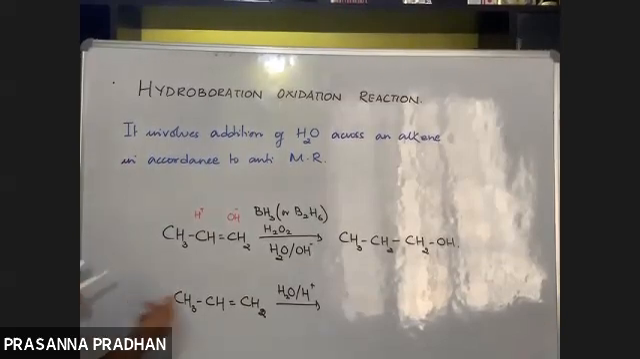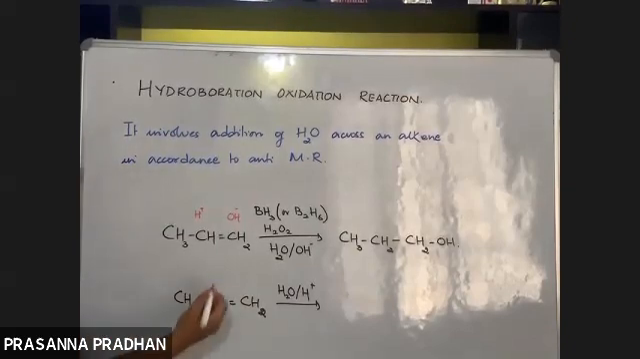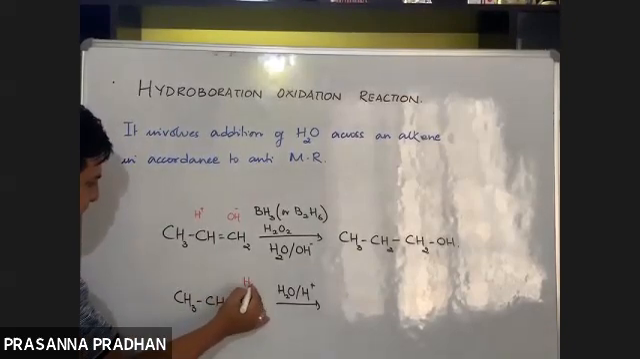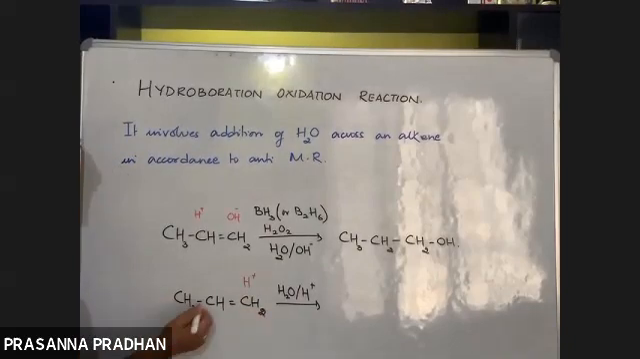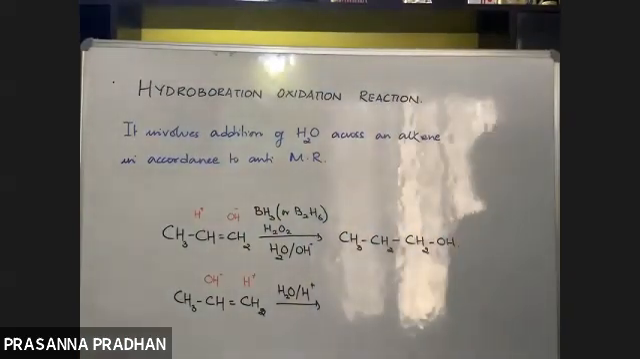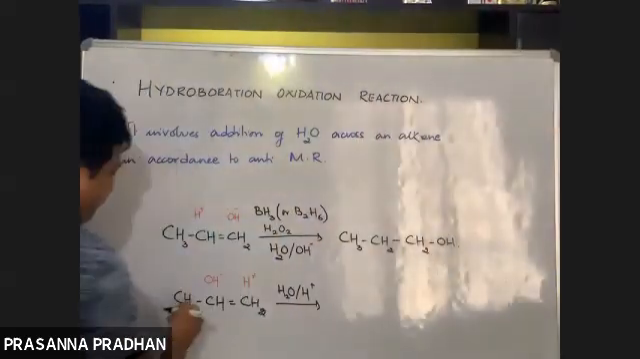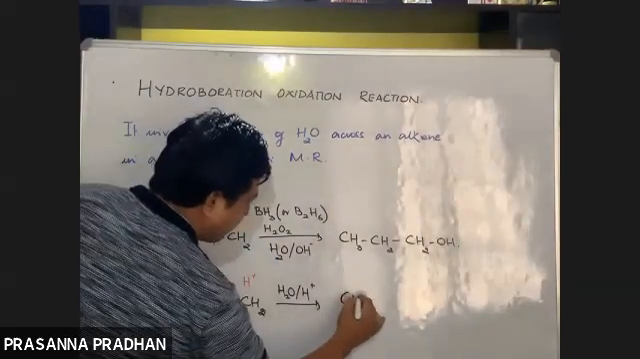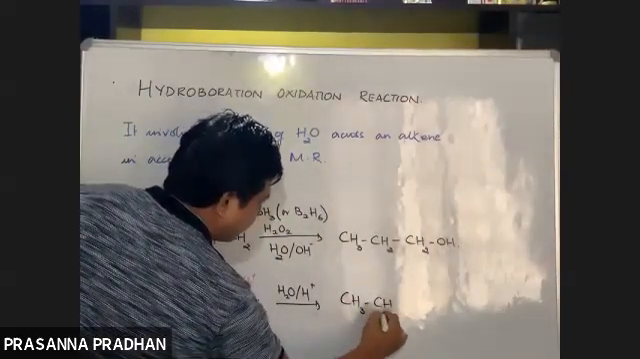So your water molecule will be added in accordance to Markovnikov's rule, which states that the positive part will add to the carbon containing more number of hydrogen, and the negative part will add to the carbon containing lesser number of hydrogen. So what do we get in this case? We get propan-2-ol.